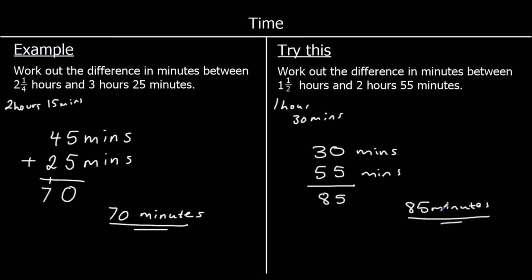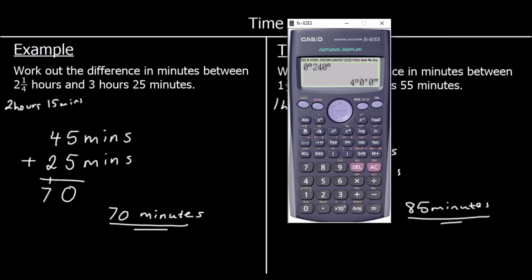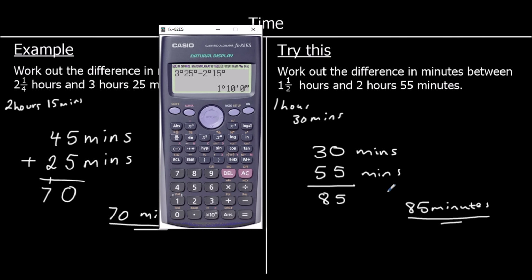And let me show you this one on the calculator, because this is a really good use of the time button. So to work out the difference can mean take away. So 3 hours 25 minutes, take away 2 hours 15 minutes, and we get 1 hour 10 minutes. You would still have to change that into minutes, but that is a use of the button, and we can do the same with the other one.